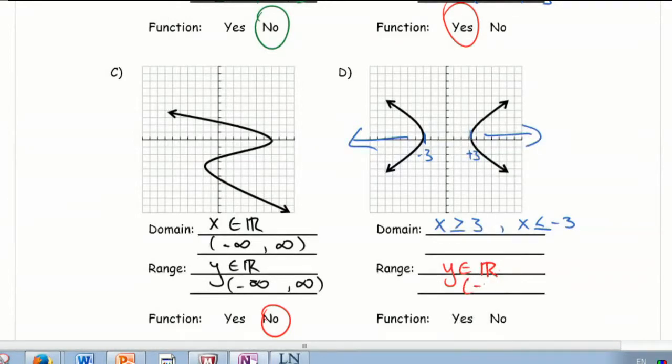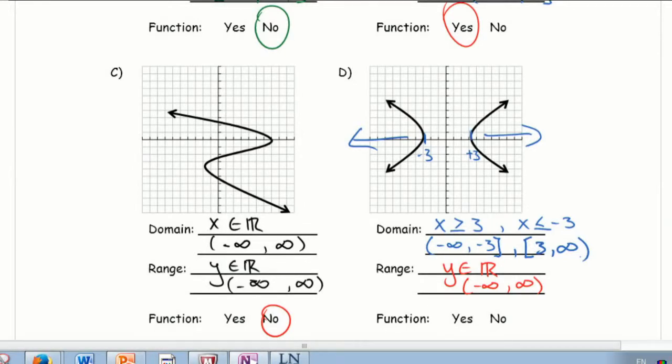Or negative infinity to positive infinity. I guess I should include the bracket notation here. So I'm going to have negative infinity to negative 3, negative 3 included, so I'll square bracket that. And then I'm going to have positive 3 to infinity as well. That one's a bit of a strange one, but it is what it is, so we'll just go with it. So that's domain and range.